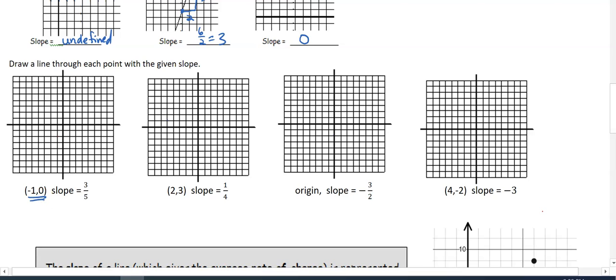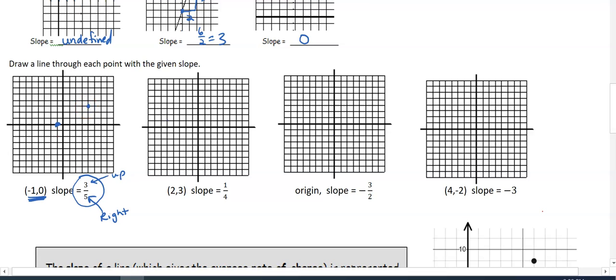So you would always have to count from a point on the line to another point on the line using the slope property. So let's plot -1, 0: left 1, 0 up. And from that point, rise is up 3, since it's positive. Positive means up. Run is right 5. To the right is positive, to the left is negative for run. So since they're both positive, I'm going to go up 3, right 5.